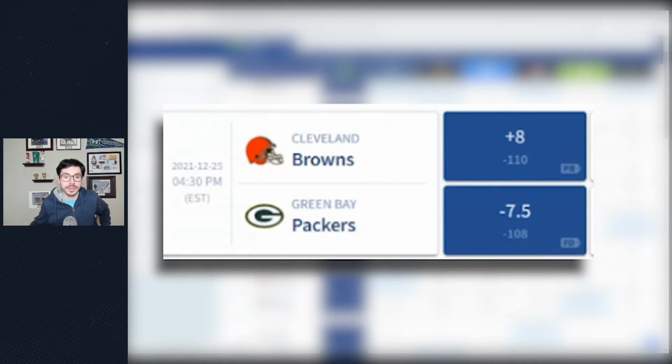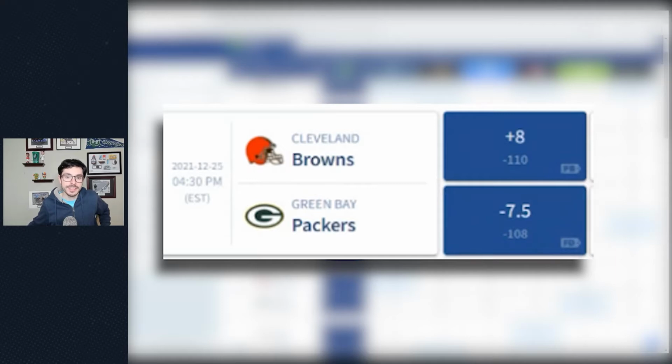Obviously, they do that because logically, if you look at the teams and you look at the personnel, it becomes pretty clear that Green Bay is the better team. So what they do, they balance the bet out, and you can see what you have to lay there is around minus 110. That's the standard juice, give or take a couple points here and there.